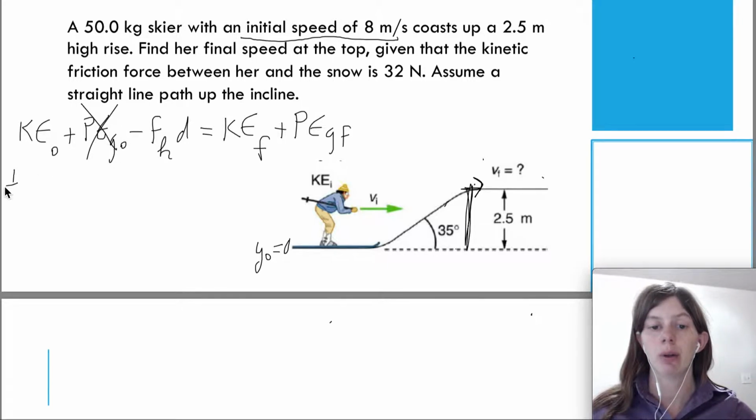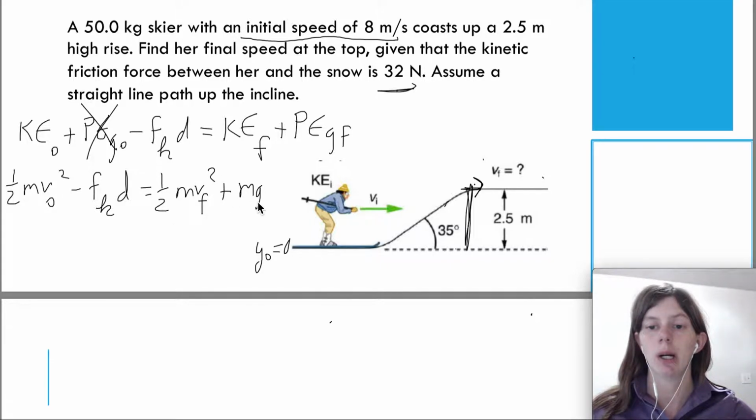So we can write out the rest of the terms: 1/2 mv initial squared minus friction force times distance. The kinetic friction force is defined as mu times n, but this time we're given the friction force, so we don't have to write it out. I simplified the problem a little bit by giving that friction force. Then 1/2 mv final squared plus mgy final. So all that's left to do is make sure that we have all of the information that we need and then solve for v final.